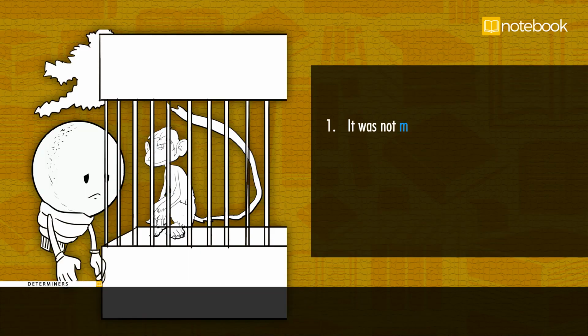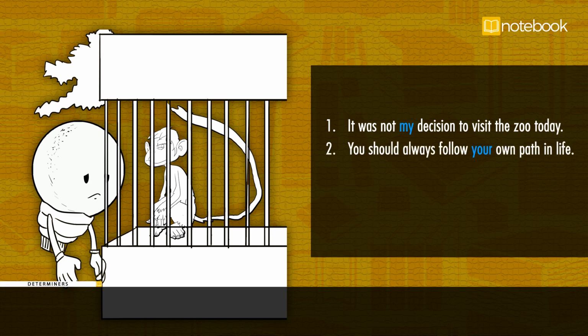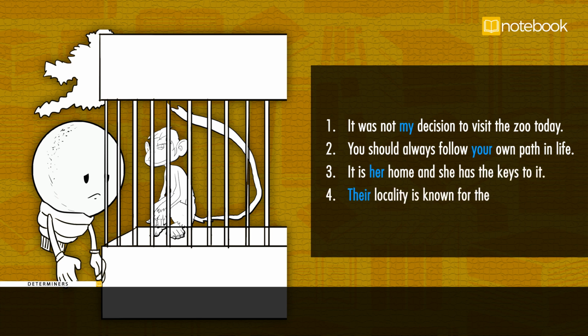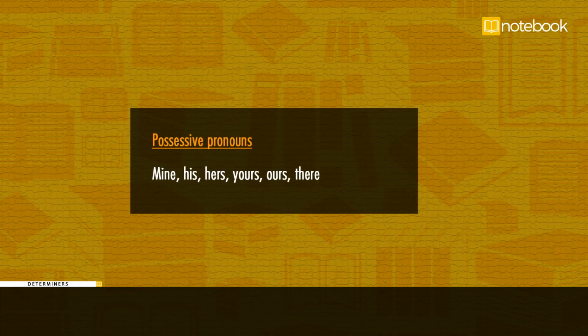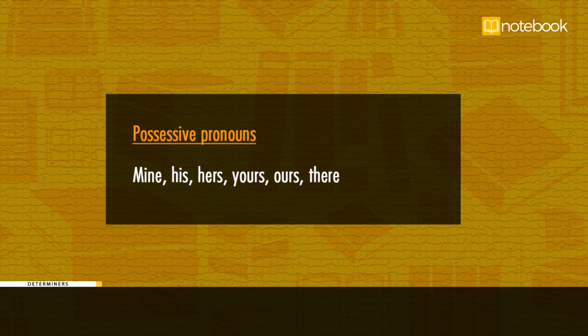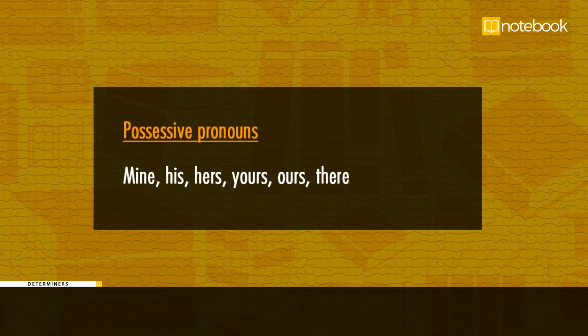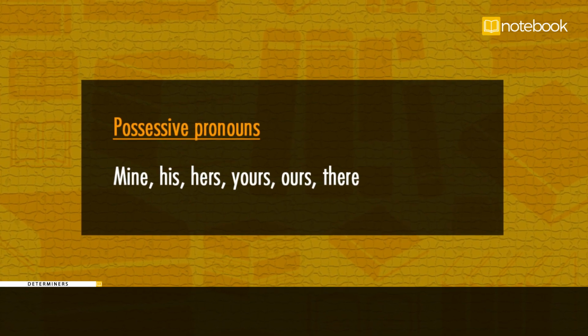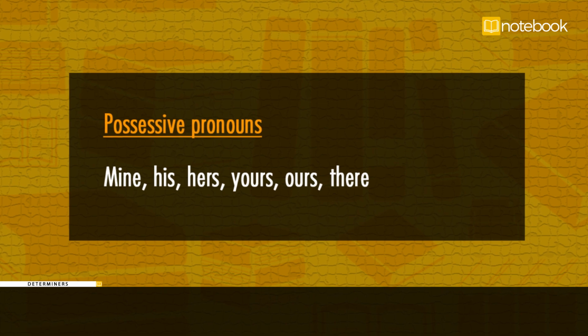Some examples of possessives are: it was not my decision to visit the zoo today. You should always follow your own path in life. It is her home and she has the keys to it. Their locality is known for the famous dhaba. Possessive pronouns such as mine, his, hers, yours, ours, theirs are different from possessive determiners in the sense that they are not followed by nouns.